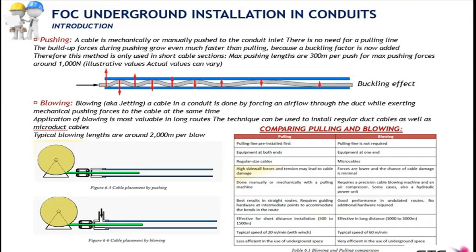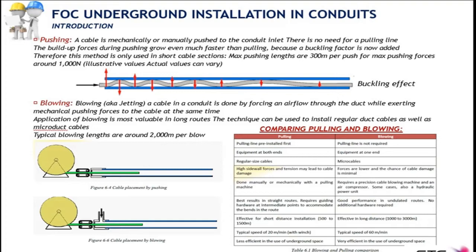The typical speed is much lower in pulling than in blowing, and we are comparing here typical values of 20 meters per minute with pulling and 60 meters per minute with blowing, so it's 3 times faster. And actually this is a very shy statement here. Blowing can run at much faster speeds than 60 meters per minute.